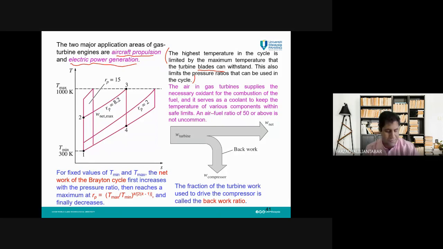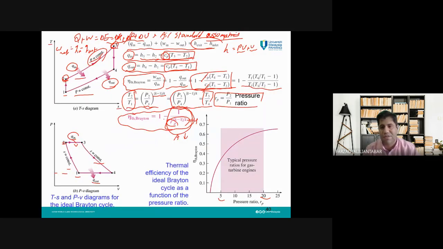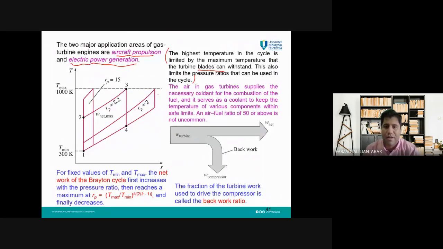So here, in the cycle, later you will also see more about that. A higher maximum temperature in the cycle will give us a higher thermal efficiency. But we have a limit. That limit is the maximum temperature that the turbine blade can withstand. This is the limit for the increase of the maximum temperature in this cycle.